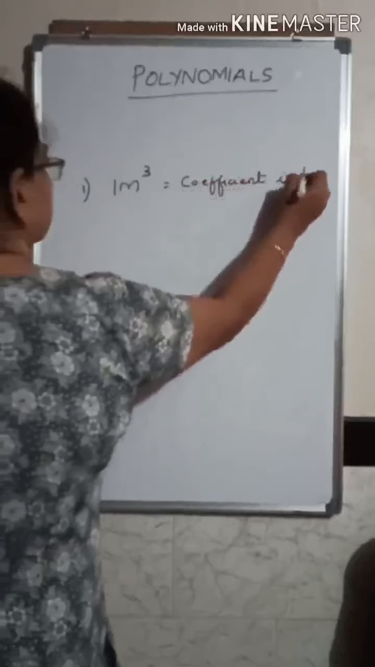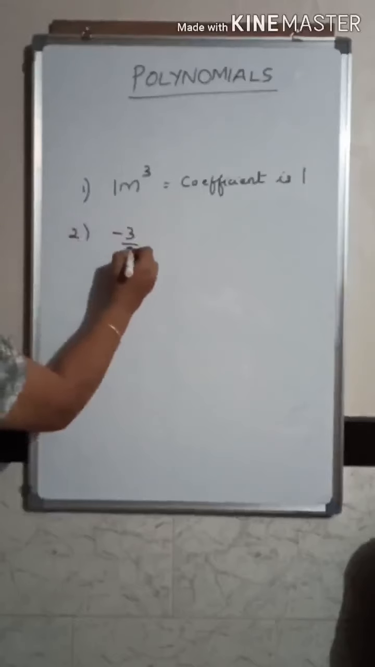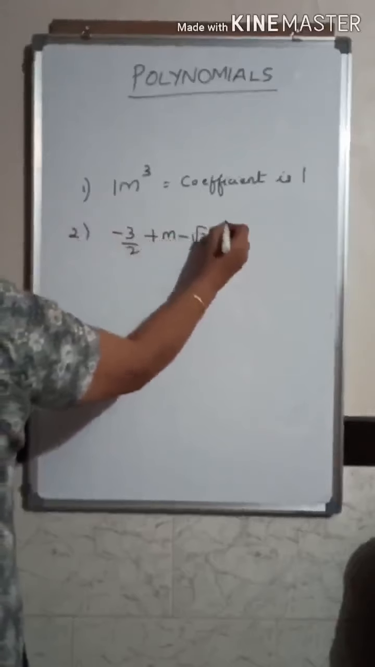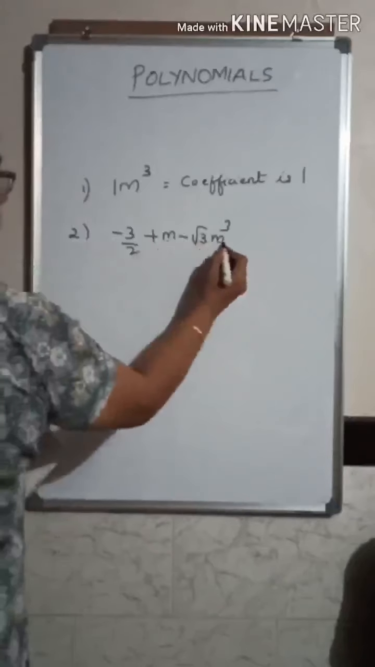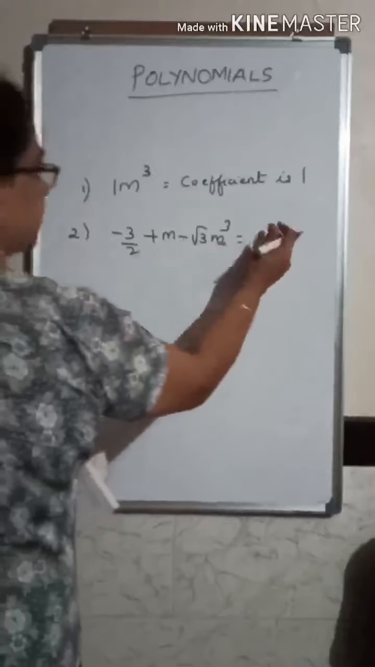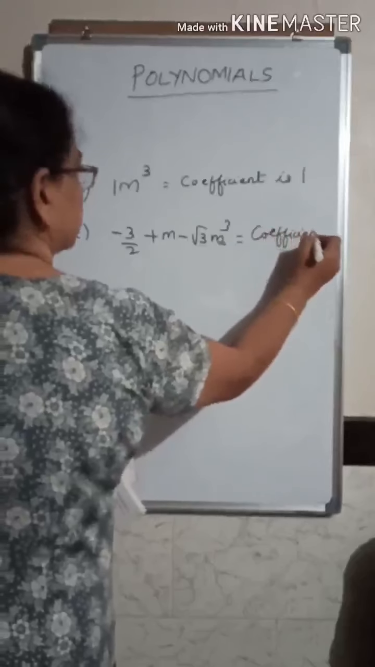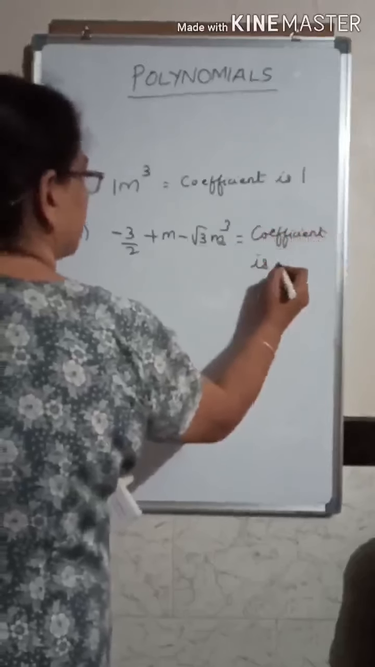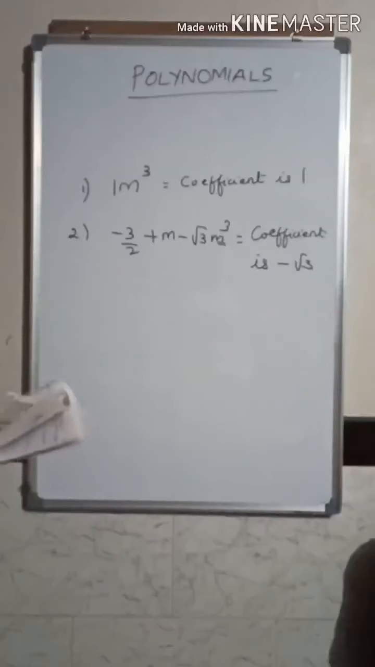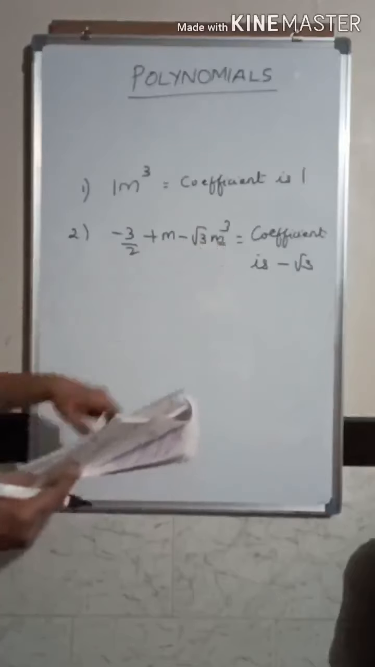is 1. Now in the second problem they have given minus 3 upon 2 plus m minus root 3 m cube. So here this is the m cube, and the coefficient of that is minus root 3. So you have to write coefficient is minus root 3. So this is how you answer which term's coefficient is asked. You have to just note down the number that is before that term, along with its sign, and write the number.